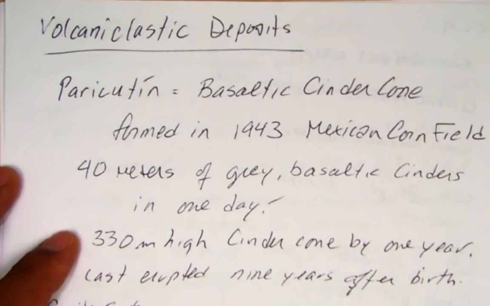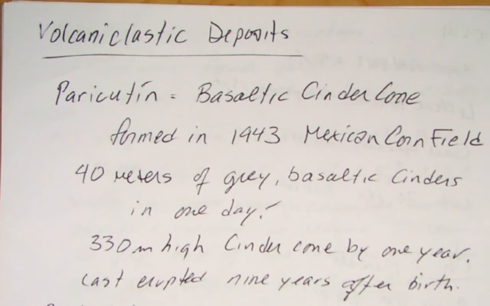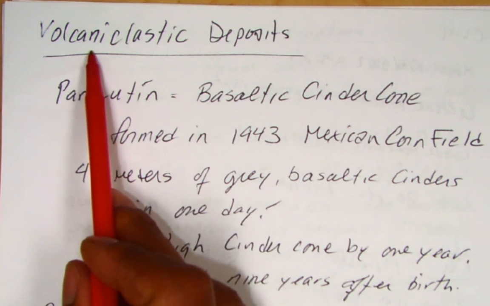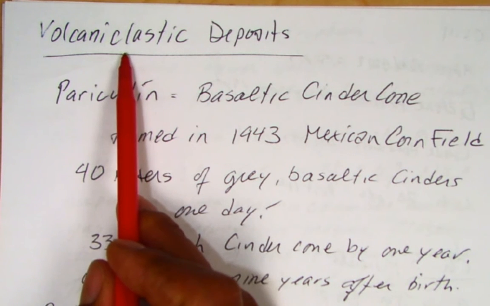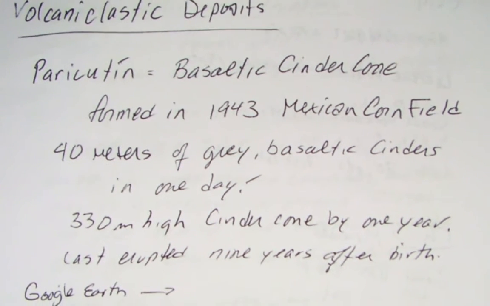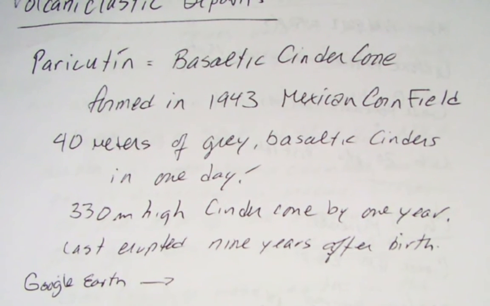other deposits that we talk about are these volcaniclastic deposits. So again, somehow related to volcanic material, but it's broken, right? Remember, clastic is Greek for broken. And so your book talks about this famous eruption that occurred in 1943.